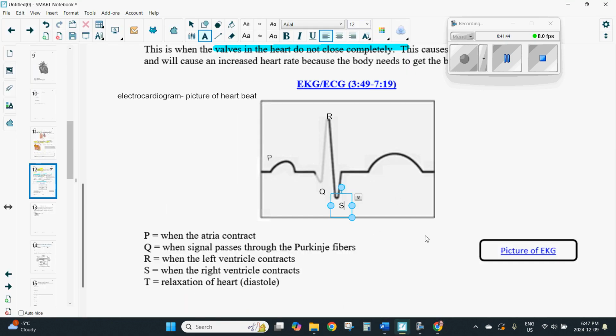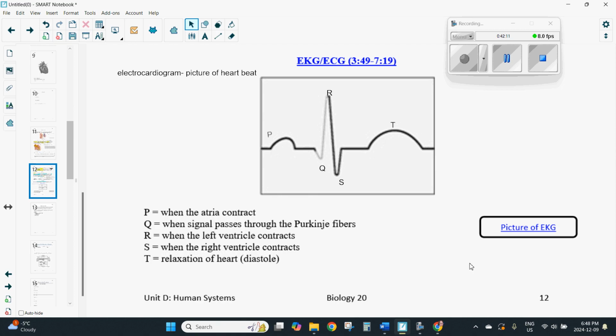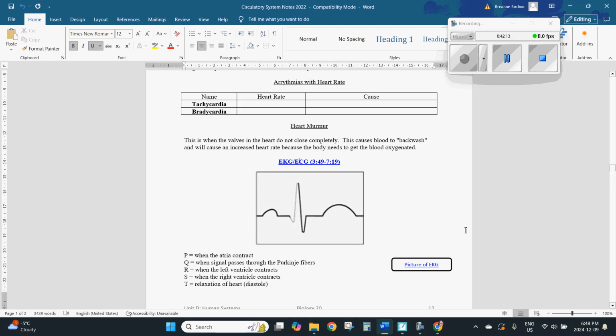So don't forget to put your T in this diagram as well. So P, the atrium is contracting. QRS, the ventricles are contracting as well as the atrium relaxing. And then T is when you have relaxation of the ventricles.